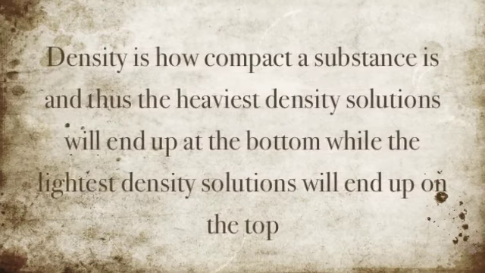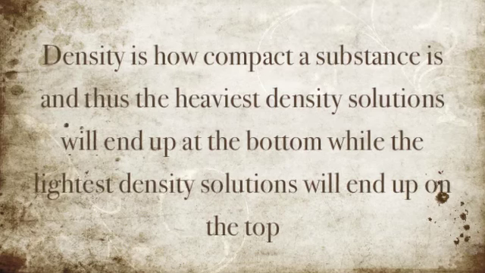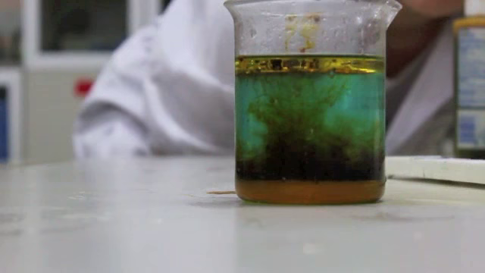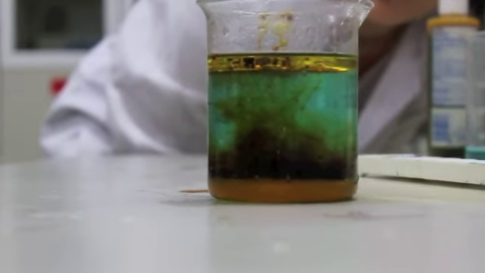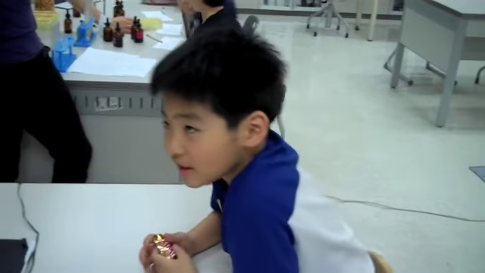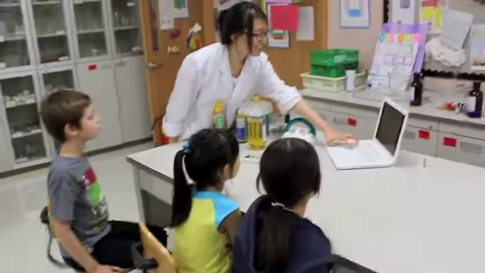Our conclusion was that, according to the placement of the substances, the list of densities from highest to lowest was honey, butadiene solution, water, ice, and oil. I hope that by doing this lesson they know a little bit more about density.